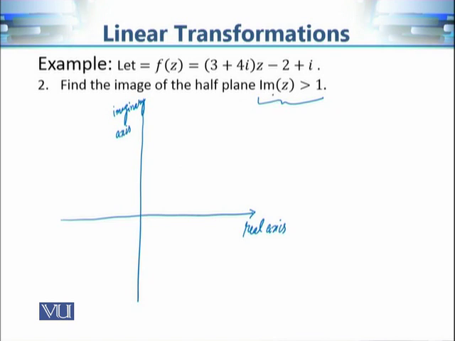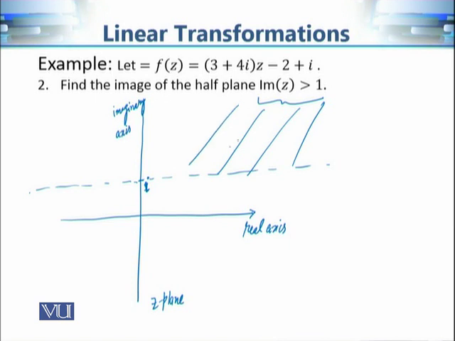Now we want to find all complex numbers in the z plane such that the imaginary part of the complex number is strictly greater than 1. Now if this is 1, in fact this is iota, then we want all complex numbers such that the imaginary part is strictly greater than 1. So in other words, we want all complex numbers which are above this line. And since it is strictly greater than 1, the points on this line will not be included. And as we can see, this is a half plane, not a full plane. So that's why imaginary part of z strictly greater than 1 is a half plane.